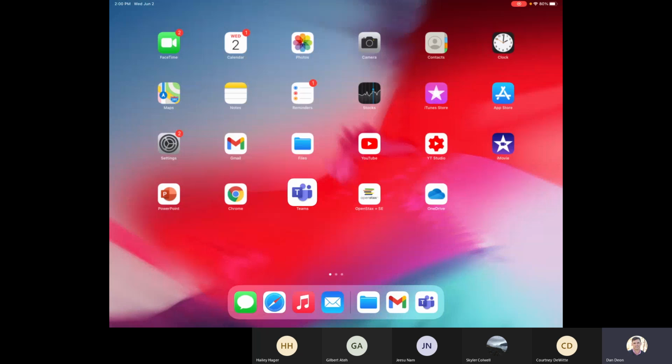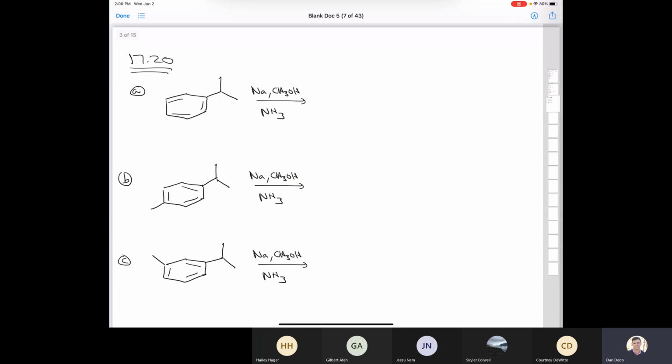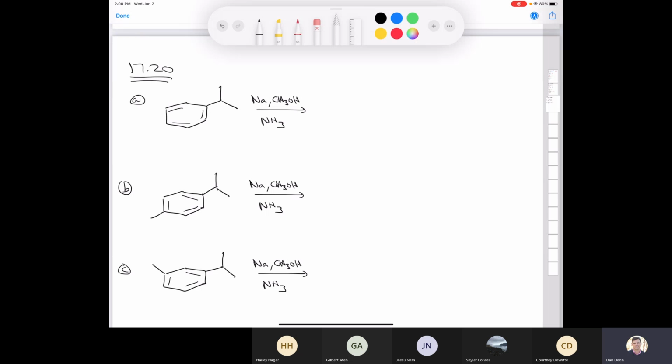Okay, Chemistry 3111. I wanted to take a look at some questions that involve Birch reduction with you. So this is question 17.20. The conditions for Birch reduction, named after somebody named Birch, are to take an aromatic compound, treat it with sodium, methanol, and ammonia, and we're going to end up with some derivative of 1,4-cyclohexadiene, right? Something like this.